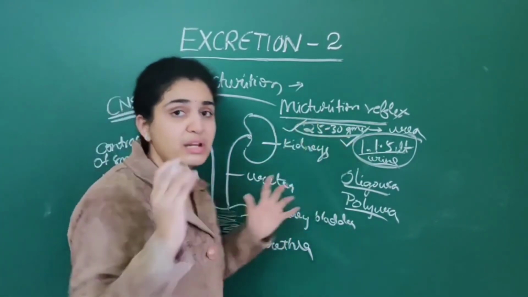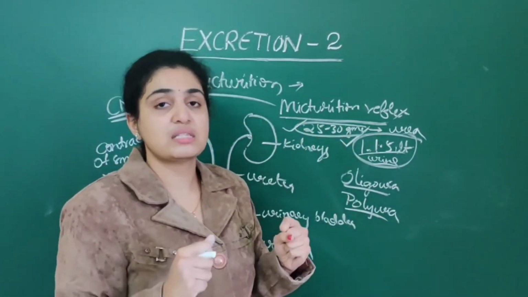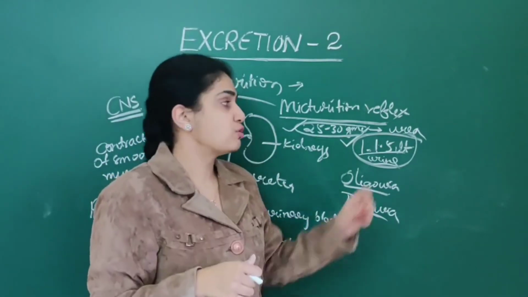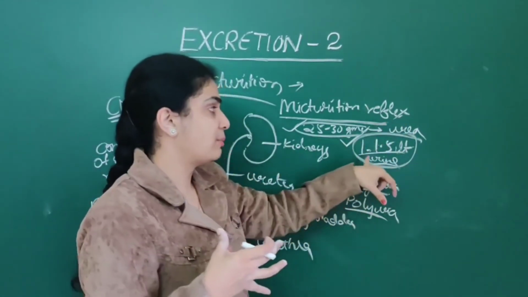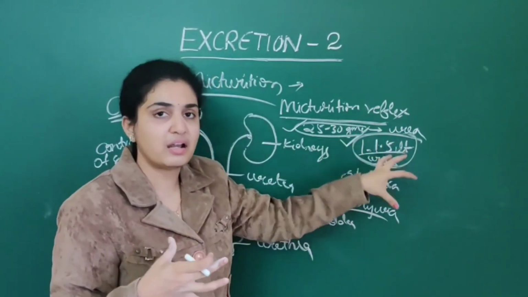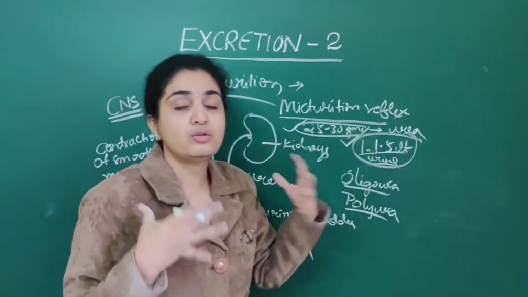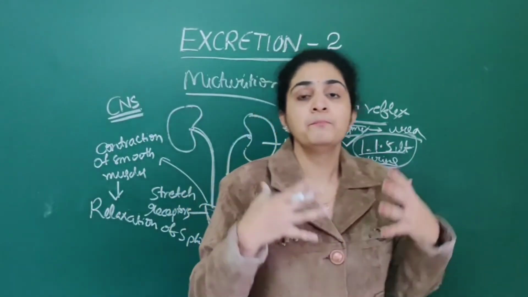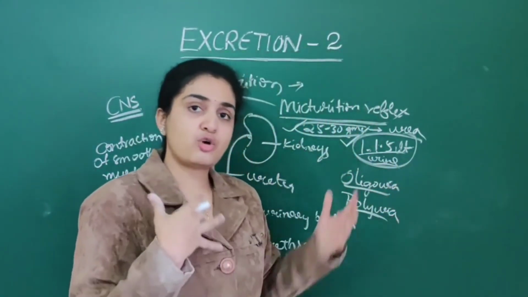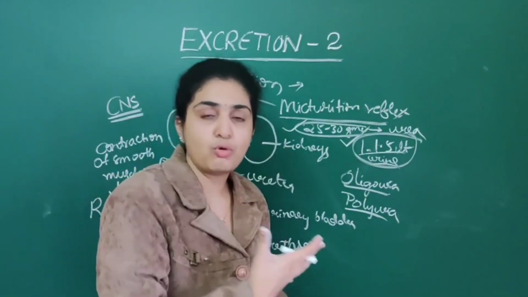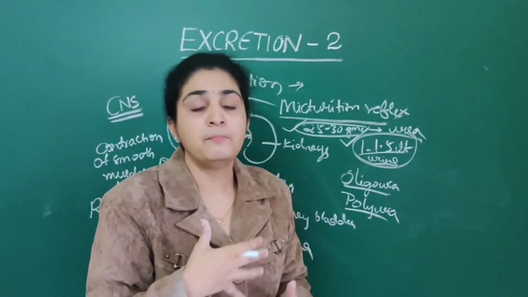Important NEET question: numericals are very important in this excretory system. First the size of the kidney, next about how much urine, that is 1 to 1.5 liters per day, as well as 25 to 30 grams of urea per day in a healthy individual. If it is less, it is called oliguria. If it is more, it is called polyuria.